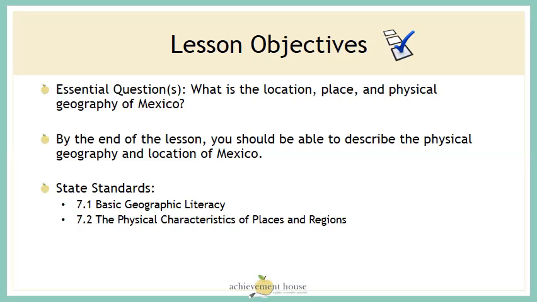Let's look at our objectives. Our essential question is, what is the location, place, and physical geography of Mexico? By the end of the lesson, you should be able to describe the physical geography and location of Mexico.